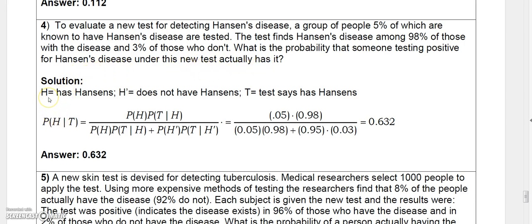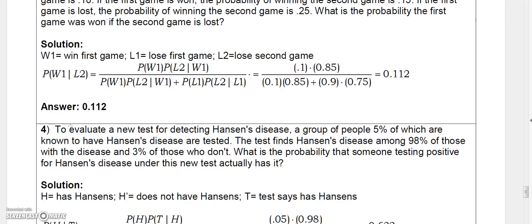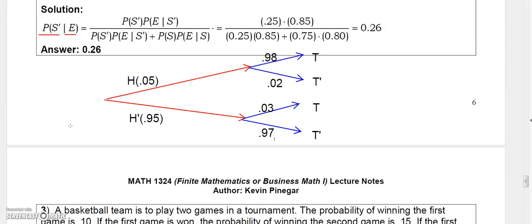So let H be that they have the disease, H prime would be they don't have the disease, T would be that the test says they have it, and T prime would be the test says they don't have it. So basically we want the probability that they have the disease given that the test is positive for the disease.